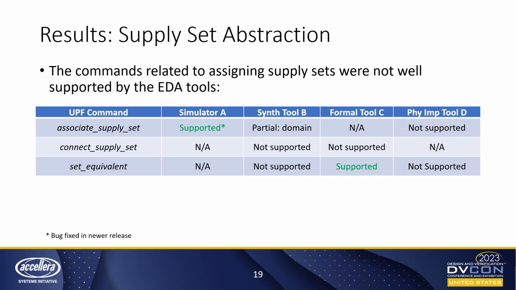Connect supply set, well, Simulator A says in their documentation that they supported it, but based on the fact that it wasn't supported in the rest of the chain, we never actually tried it. And then finally, Synthesis Tool B does claim to support this command, but only for supply nets and not supply sets.